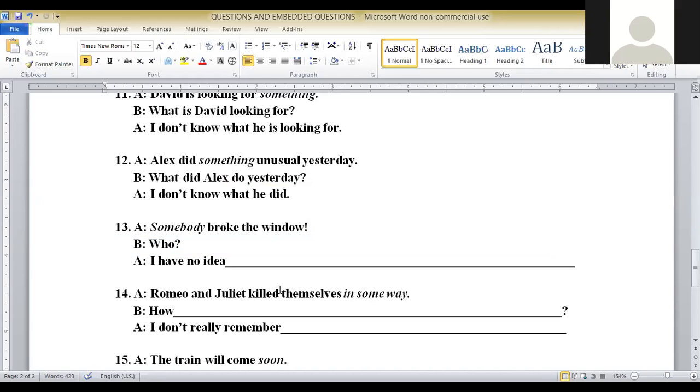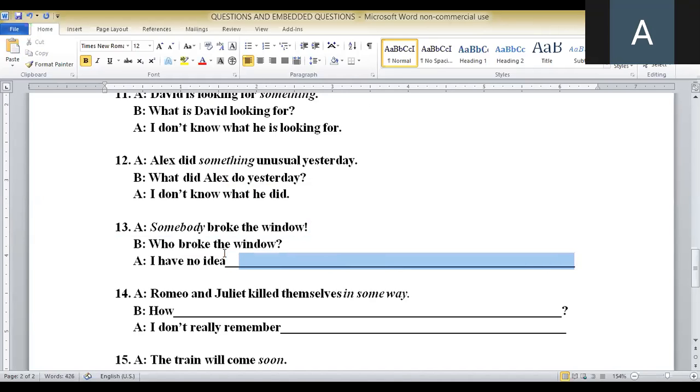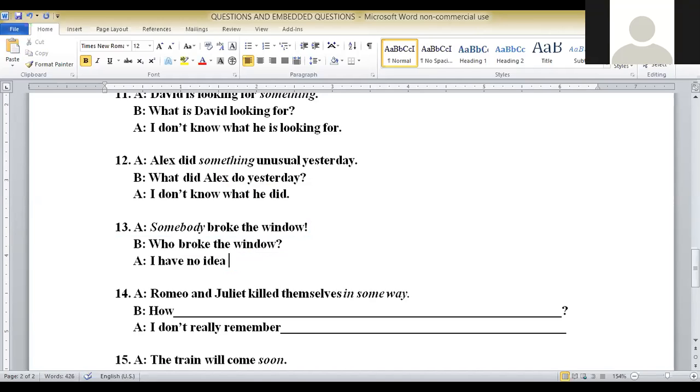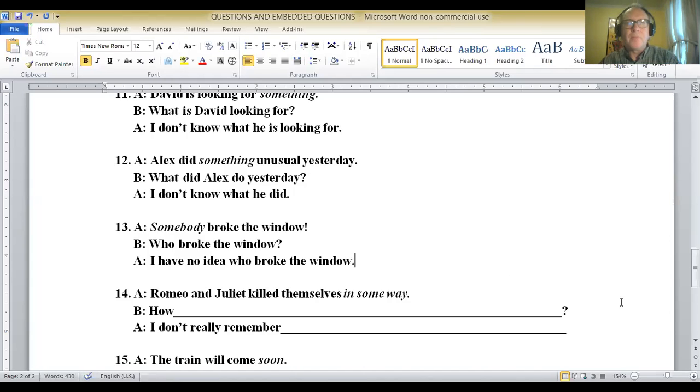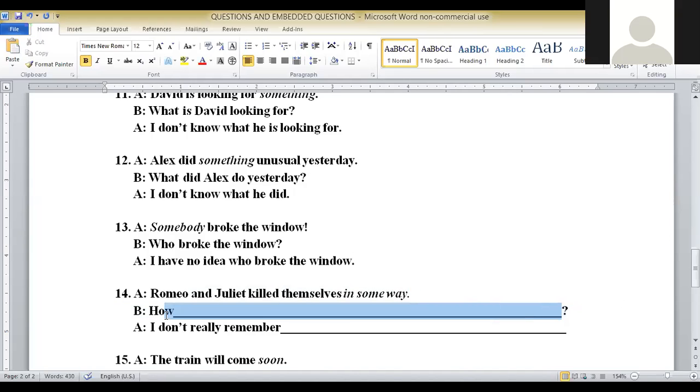Now the next one, we have the word somebody in the subject position, right? Somebody broke the window. So what's my question here? Who broke the window? I have no idea. Who broke the window? Broke the window. Punto. All right.